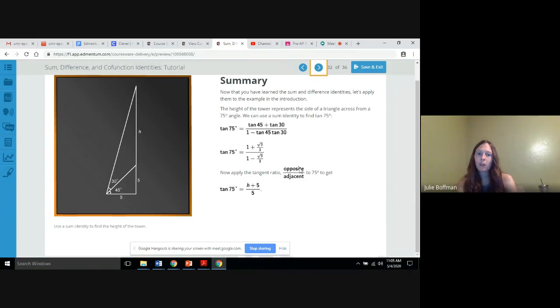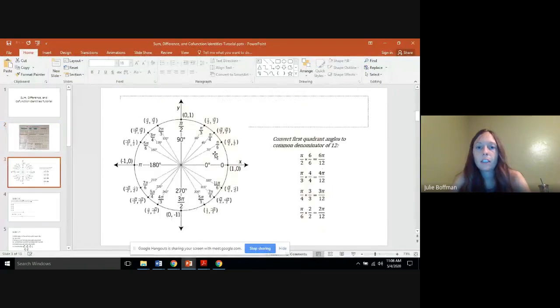Okay, so summary. Going back to that original problem, if you remember, we were talking about how do we know the height of this big triangle. So we know now that if we add these two angles together, that would be 75. And because we're adding two angles together to equal that original angle, we can use a sum formula for tangent. And so if we do that, tangent of 45 is 1, tangent of 30 is, if you go to your unit circle, 30 degrees is right here.